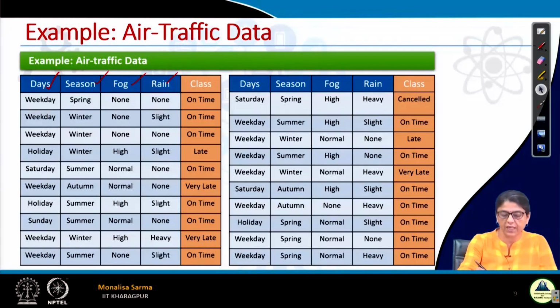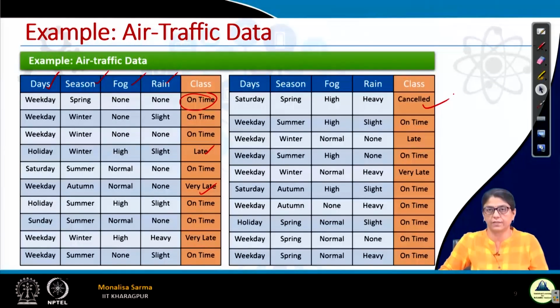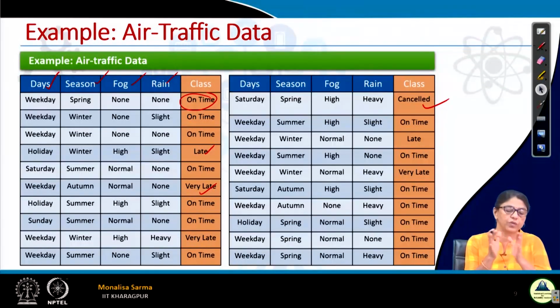So, the different classes are, we have total how many classes? One is on time, one is late, very late and cancel. So, total we have 4 classes. Whether a flight is on time, whether a flight is late, very late or cancel. And this we have based on the 4 different attributes.